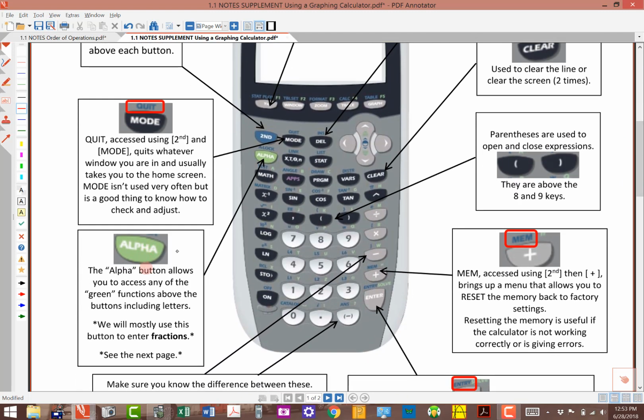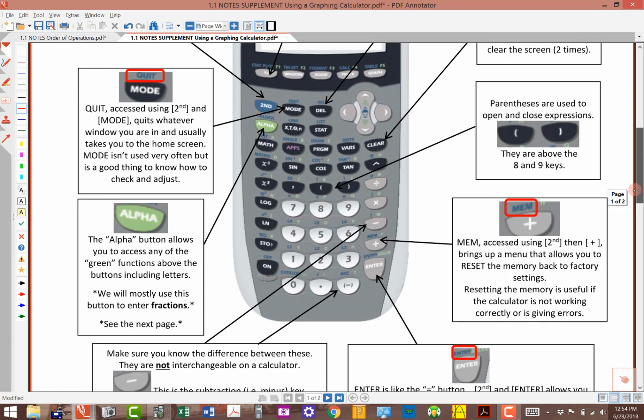The alpha button allows you to access any of the green commands. If your alpha button is a different color, then these green things would be a matching color. The thing that we're going to use that mostly for is to enter fractions, and we're going to do that tomorrow. So I'll show you on the next page.